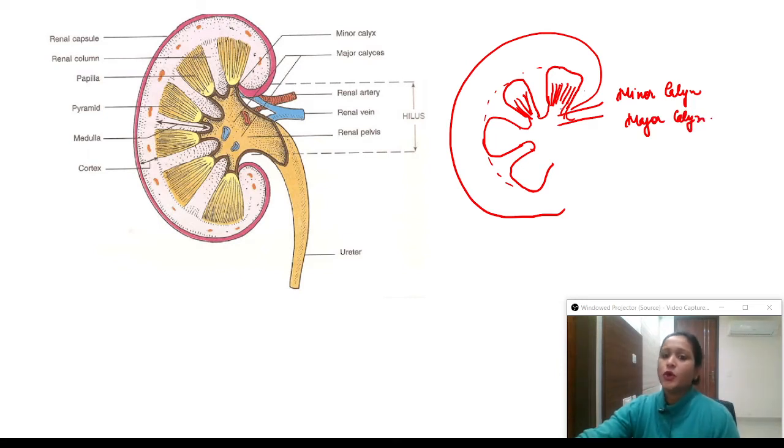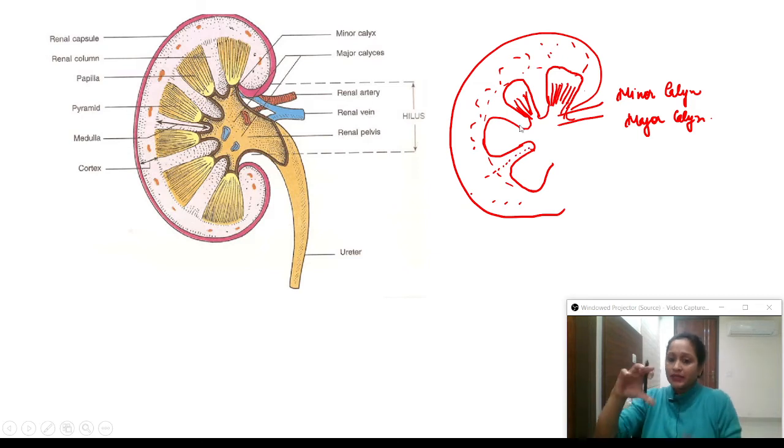Here you will see that the cortex region is extending in between the medullary pyramids. This region is what we call the column of Bertini.